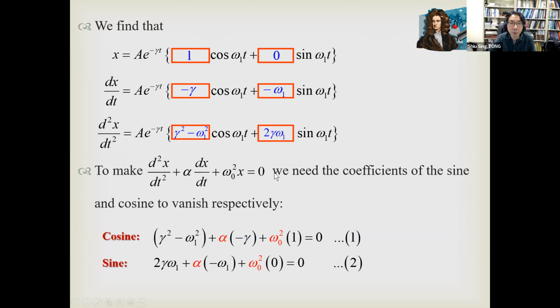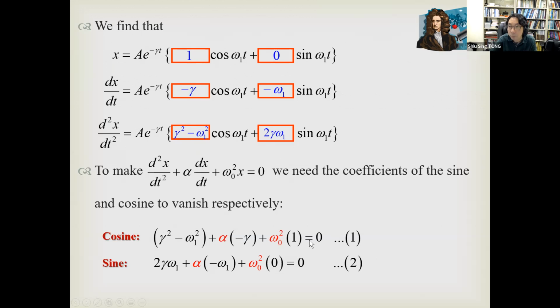Now the cosine term goes like this. For the second derivative, I have gamma square omega 1 square minus omega 1 square. Alpha multiplied by dx dt. So I have alpha multiplied by minus gamma as a second term, right? And I have omega naught square multiplied by x. So I have omega naught square multiplied by 1. Okay. These are the cosine term coefficients.